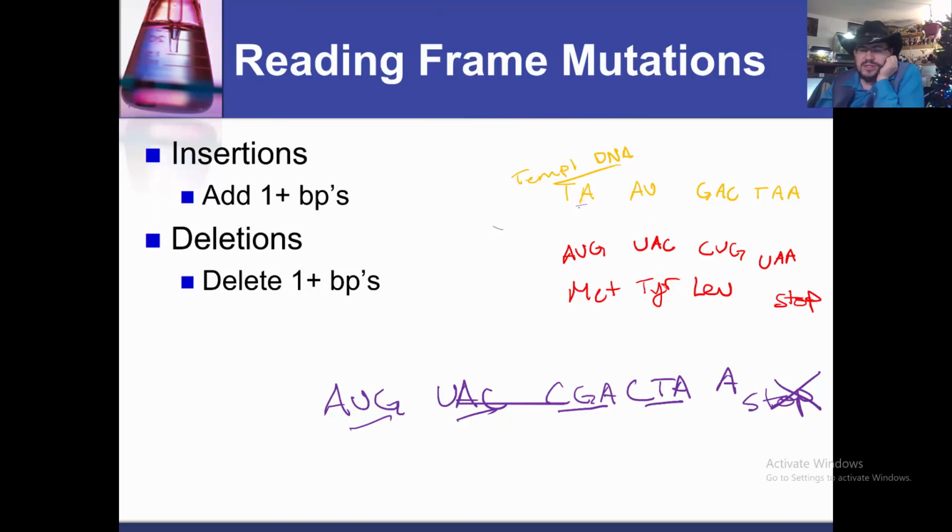Now we've done a deletion. There we go. So we have TAC, AUG, ACT, AA. The deletion also changed how we read it. So these reading frame mutations almost always produce nonsense.